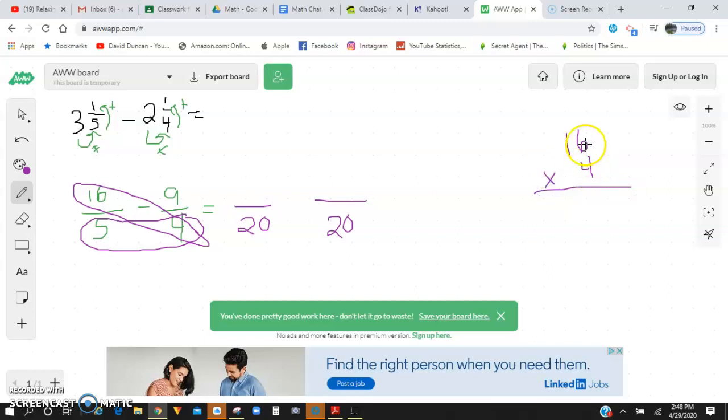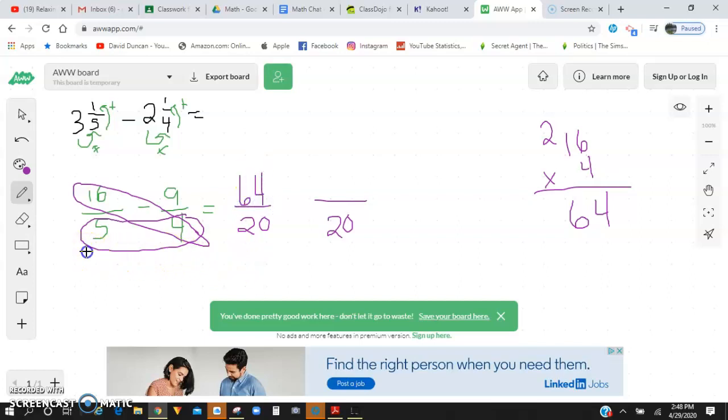Okay, 4 times 6 is going to get me 24, so 4 carry the 2. 4 times 1 is 4. Plus 2 is 8. I'm sorry, 6. Okay. So it's going to be 64.